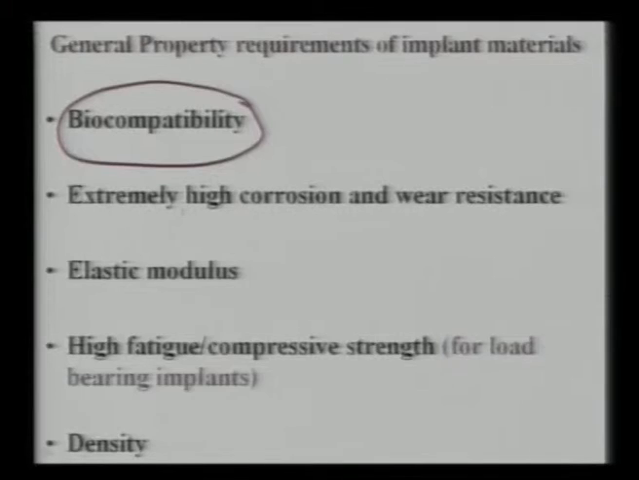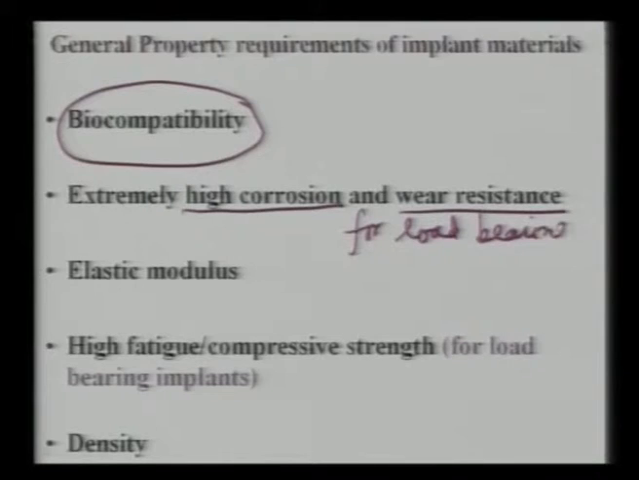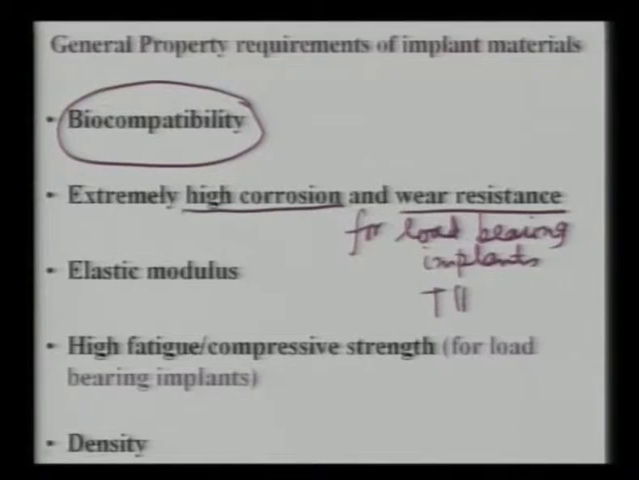The second one is that it should have extremely high corrosion and wear resistance. This is more appropriate for load bearing implants, because in load bearing implants your material many times also experiences some reciprocatory motion, like in the acetabular cup and femoral ball, those kinds of combinations which I have mentioned for THR or total knee replacement.